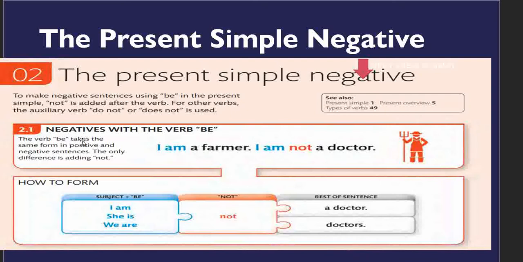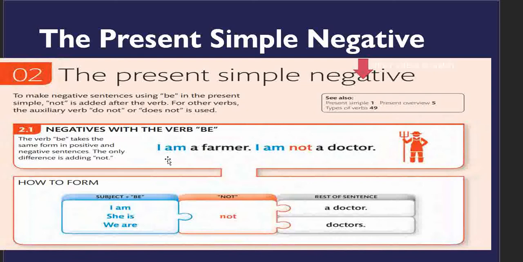Now let us see one of the examples that is before us. Negatives with the verb be form. The verb be takes the same form in positive and negative sentences. In English, we generally use the words affirmative and negative, but we can also say positive and negative sentences. By positive sentences we mean the affirmative sentence, and negative sentences means when the word not is present in the sentence. The only difference is adding not in the structure.